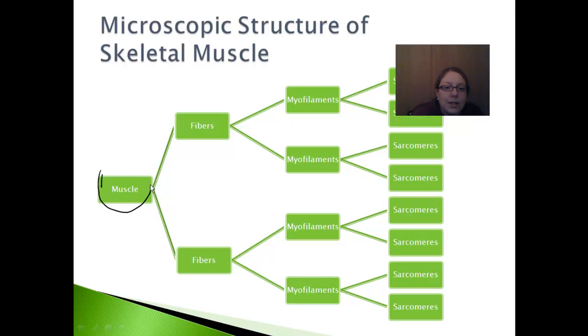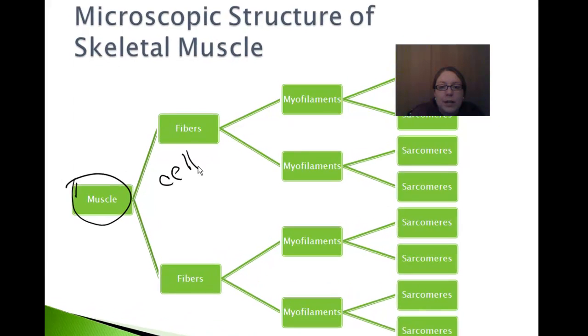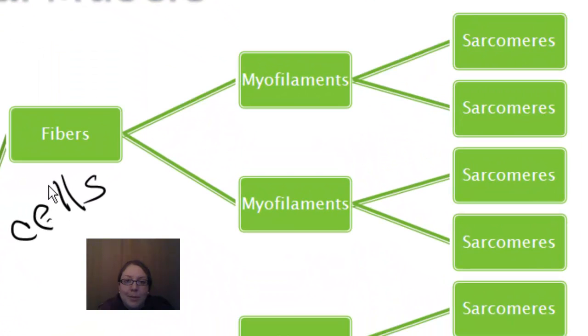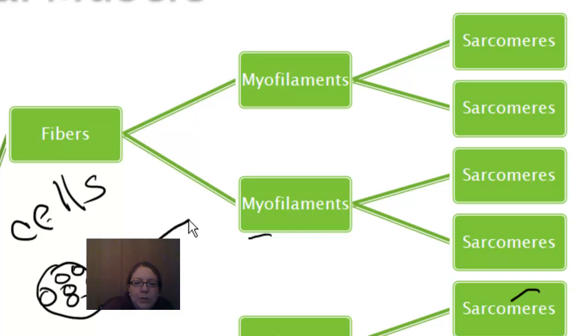So if you start with the largest scale on this slide, we start with the whole muscle, and we can break that muscle down into lots and lots of fibers. These are the muscle cells. They call them fibers rather than cells. And then if you get even smaller, those fibers, if I show you a cross-section of one, have lots of little bundles inside them. If you pull out one of those little bundles, it's called a myofilament.